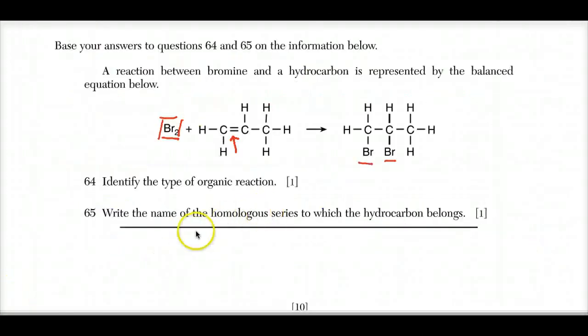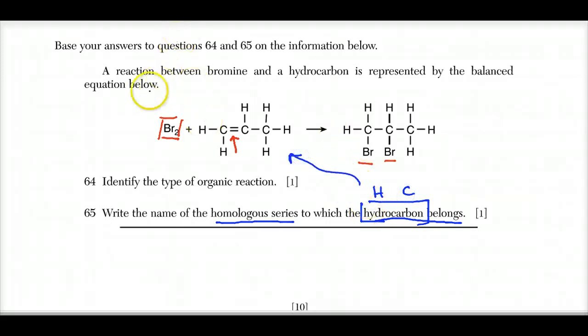Number 65. Write the name of the homologous series to which the hydrocarbon belongs. I know some people say, well, which one's the hydrocarbon? My friends in chemistry, hydrocarbons have hydrogen and carbon only. So, of course, that's the hydrocarbon. Notice the reaction. Look at the little blurb: a reaction between bromine and a hydrocarbon. Those are the two reactants. So this is your hydrocarbon, something that you should know and be able to identify, just carbons and hydrogens.